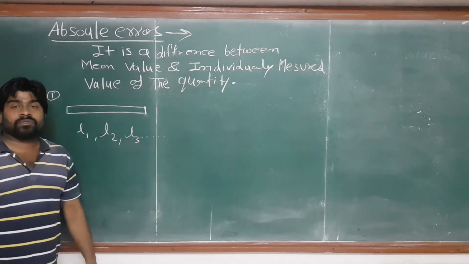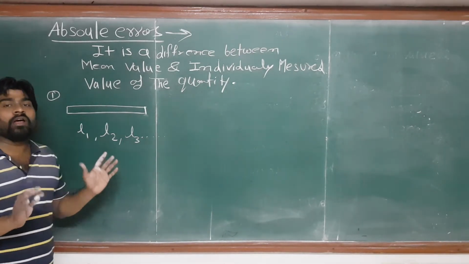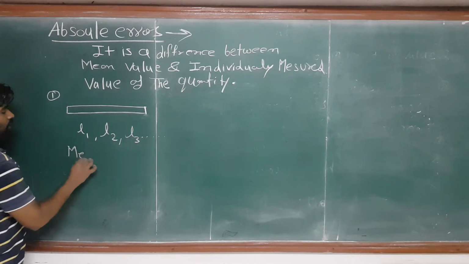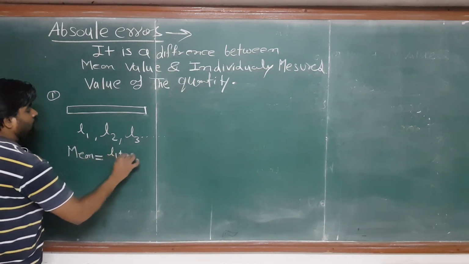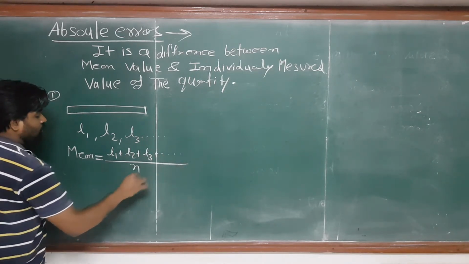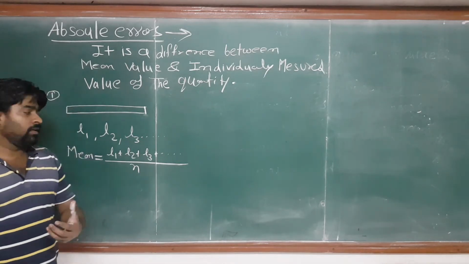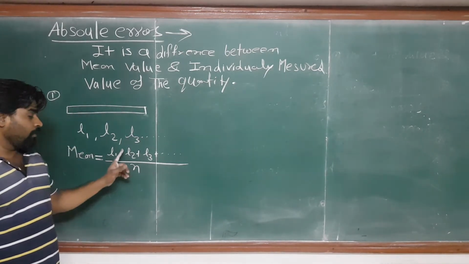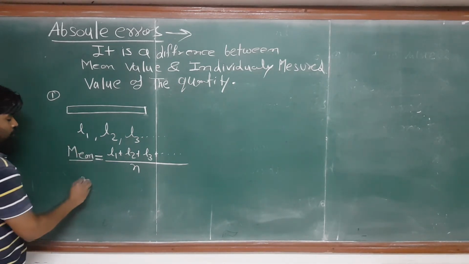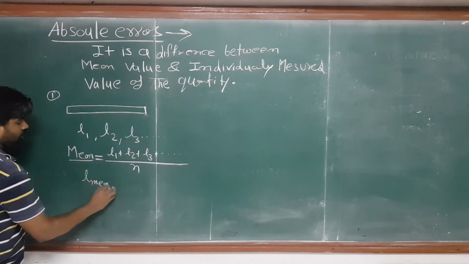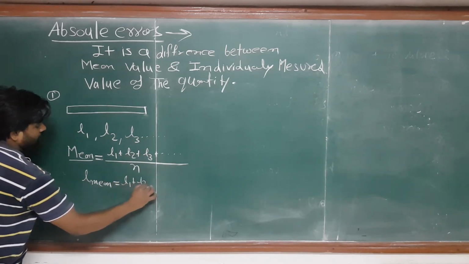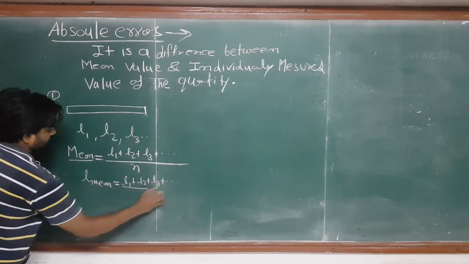But if someone asks you what the correct value of this scale should be, you will take the mean value. Mean is called the average. The mean is the sum of all the quantities divided by the number of quantities, and suppose the number of experiments done by you is n. If we divide, we get the average, which is the average of the length. So we will write L mean, the sum of these divided by n.